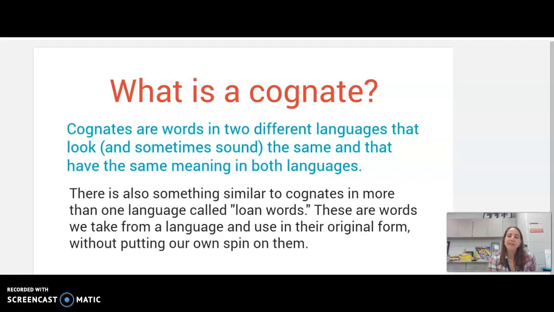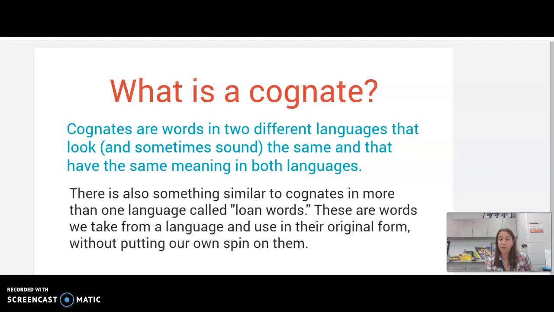Bonjour. At the beginning of your French learning experience, I just wanted to go over what a cognate is because it's a really helpful tool to have as you're beginning to learn a language. So cognates are words in two different languages that look the same, that are spelled similarly, and that mean the same thing in those two languages.